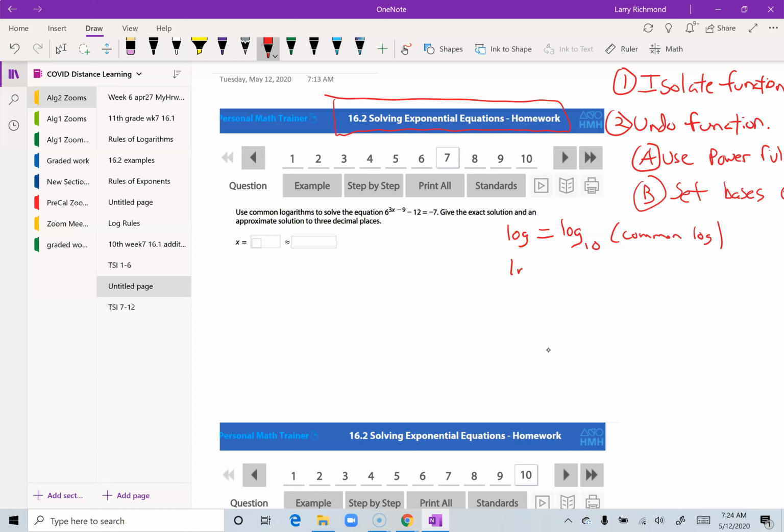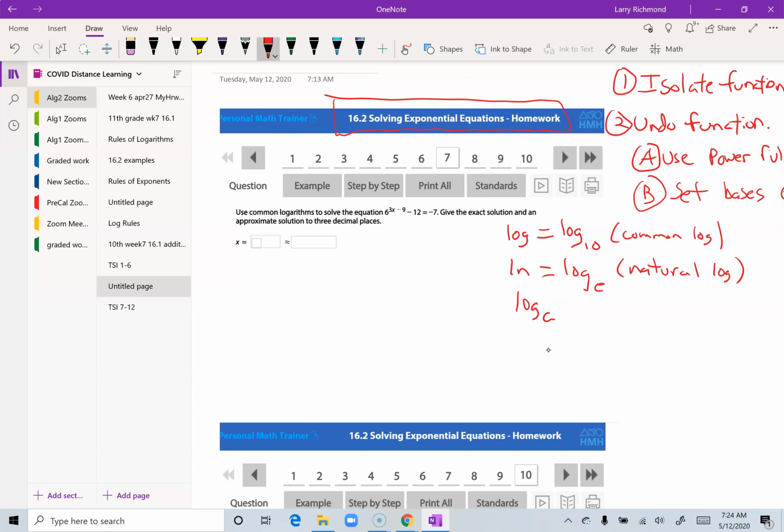If it says ln, that is log base e. That's the natural log. That number e is the irrational number, approximately 2.7, that goes on and on forever. Any other log will designate what it is. It'll be log base some constant.